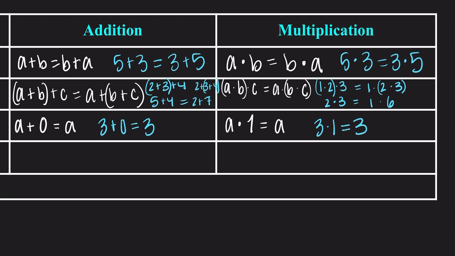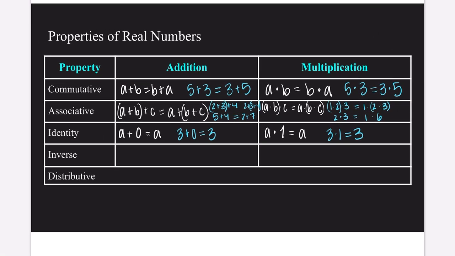Note that these are two different things. Here we add 0, here we multiply by 1. The identity isn't the same for addition and multiplication, so just keep that in mind. All right, we are getting there. Next.